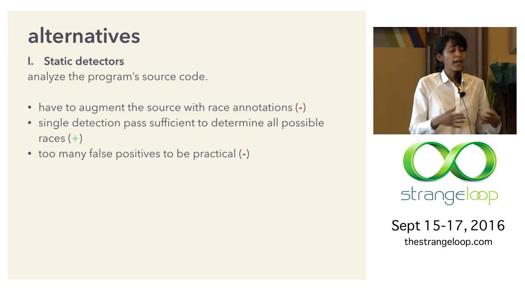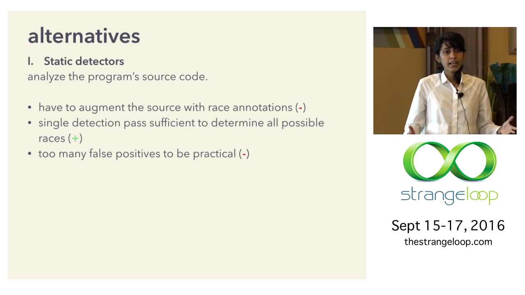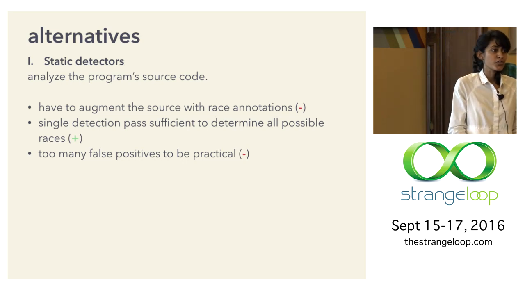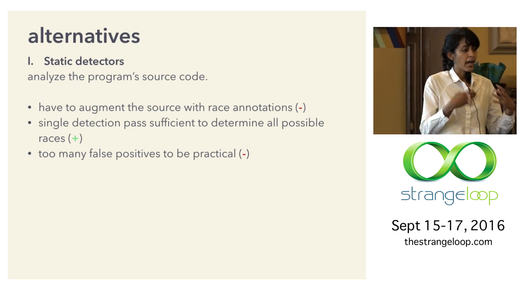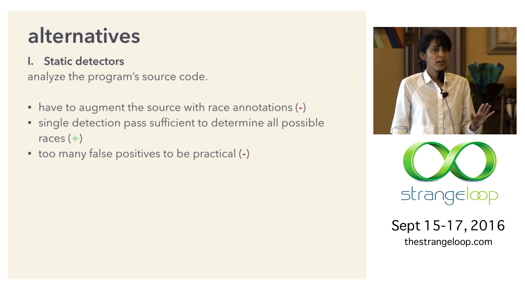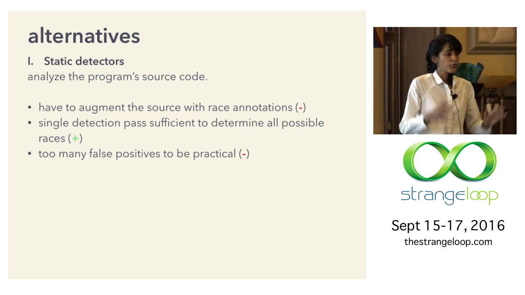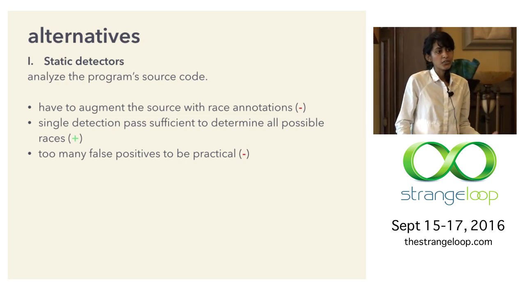And that single pass should report all races. And so it ends up being more effective in that sense. But the problem with it is that you have to change your source code. For static race detection, you'd have to add these annotations to call out to the race detector. And that's obviously, for larger code bases, not something that they want to do.